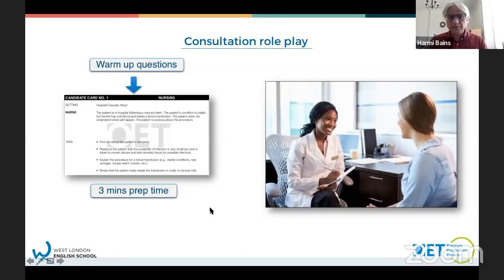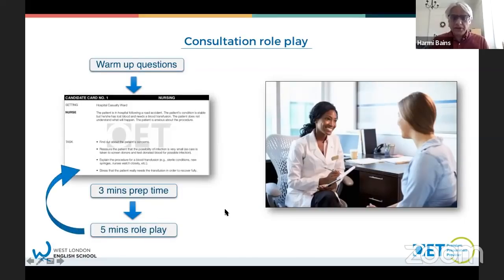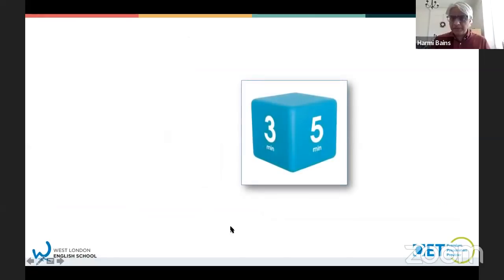After your 3 minutes prep time, you then do the role play. The role play is 5 minutes long. You then return your card, you get given a second card, and you do the whole thing again. So you do 2 role plays. And the whole thing will take you about 20, 25 minutes, maybe half an hour. So that's really the format of the speaking subtest.